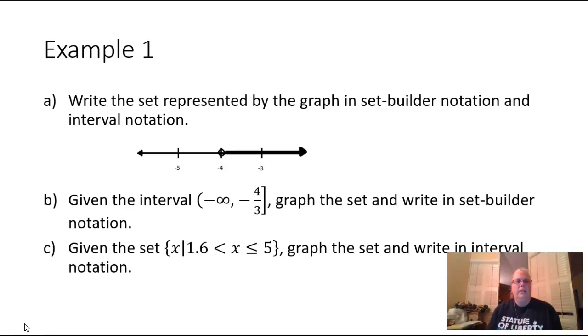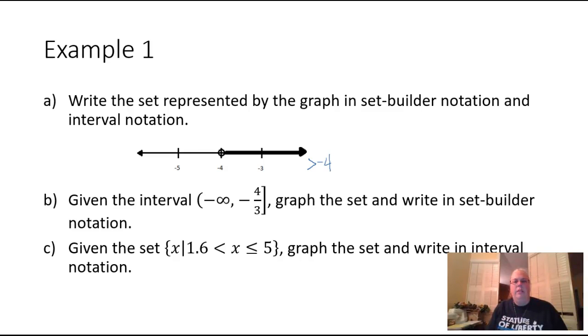This is example 1 from lesson 1-1. In part A, we're supposed to write the set represented by the graph in set builder notation and in interval notation. Well, we can clearly see that the graph is the picture of all numbers that are greater than -4.